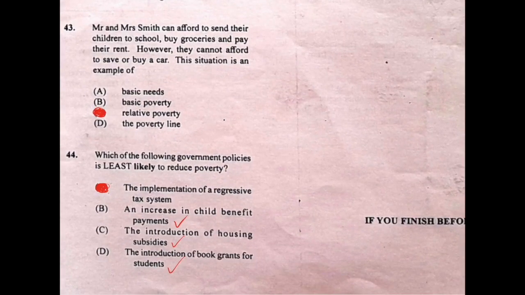Which of the following government policies is least likely to reduce poverty? It would be A, an implementation of a regressive tax system. Really and truly, to reduce poverty, you need a progressive tax system. So they actually put the inverse of the policy that is needed to reduce it.